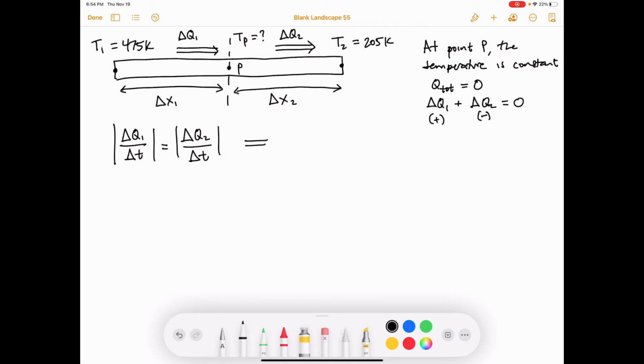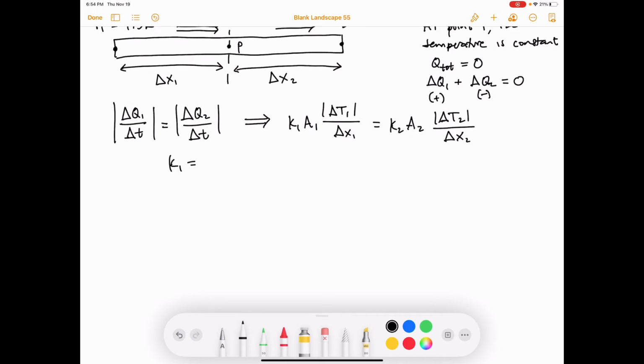And so we'll use the equation for heat conduction on the left side and the right side. So on the left side, we have K1 times A1 times delta T1, make sure we use the absolute value here, divided by delta x1. And on the other side, I have K2 times A2 times delta T2, also absolute value, just make sure that's positive, over delta x2.